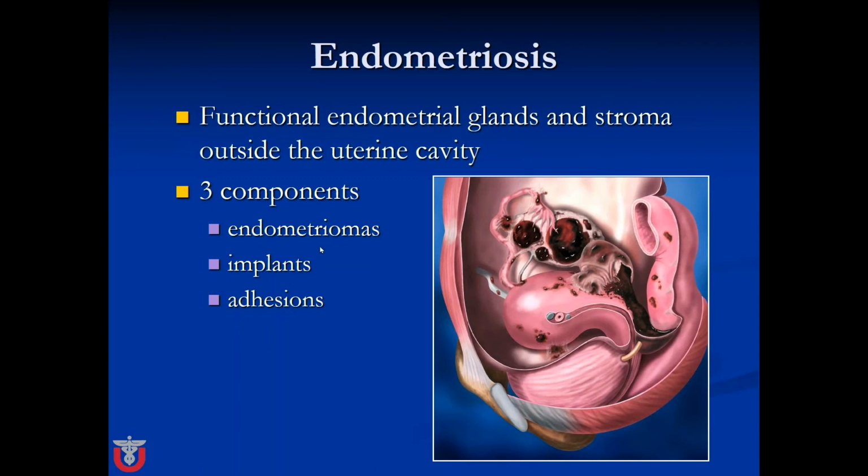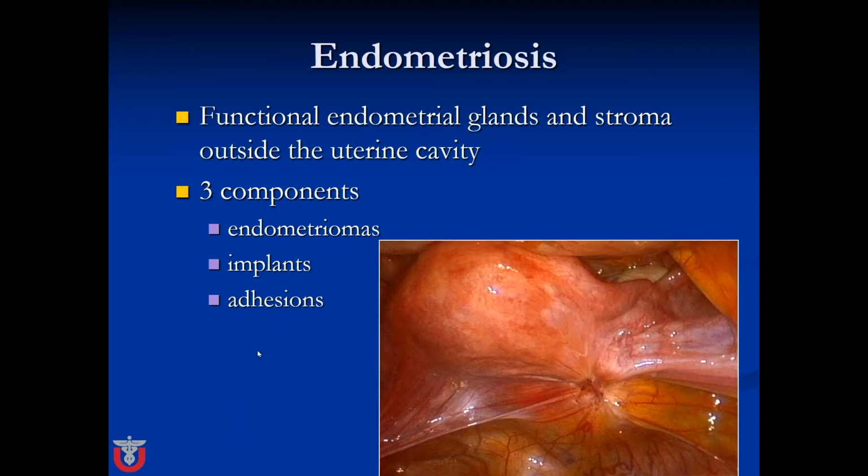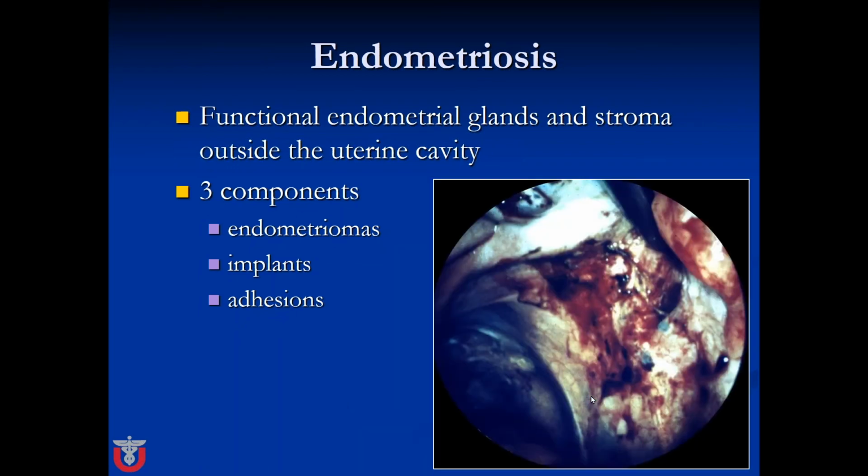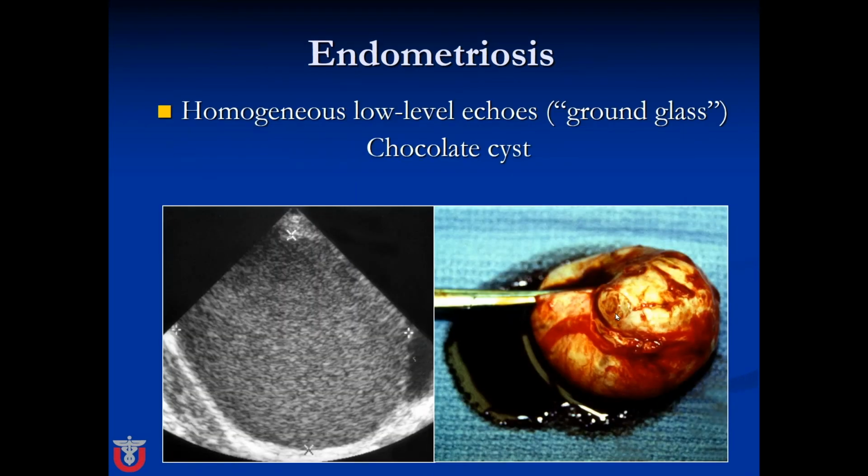We have three components in endometriosis. We have implants, which are these little things right here, and those cause adhesions. And you can see how this is the uterus. You can see how the peritoneum is just getting sucked into this implant right here. And here it is very severely.